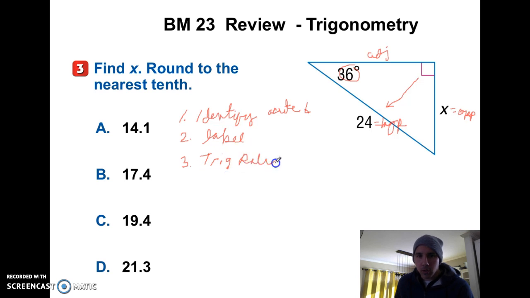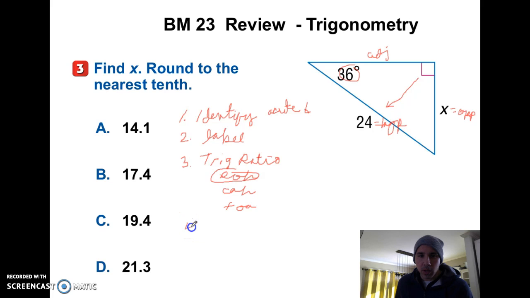And you can use your notes, you can use the anchor chart in the back, or you can go online and look at the trig ratios. This is how I memorize it: SOHCAHTOA, which is sine is opposite over hypotenuse, cosine is adjacent over hypotenuse, tangent is opposite over adjacent. So I'm going to look for the one that has opposite over hypotenuse. The only one that has that is my sine.